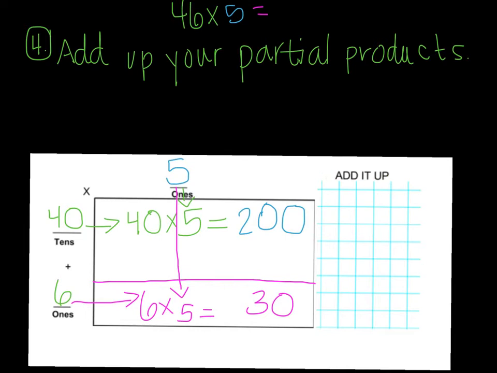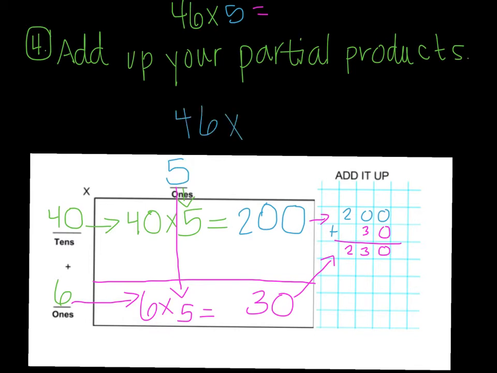And up here you'll see where it says to add it up. So I'm going to write 200 in my graph paper. And I'm going to add that to the 30 from my second section. So both of these numbers are just coming straight from my open array. And then I'm going to add them up. So 0 plus 0 is 0, 0 plus 3 is 3, and 2 plus 0 or nothing is 2.